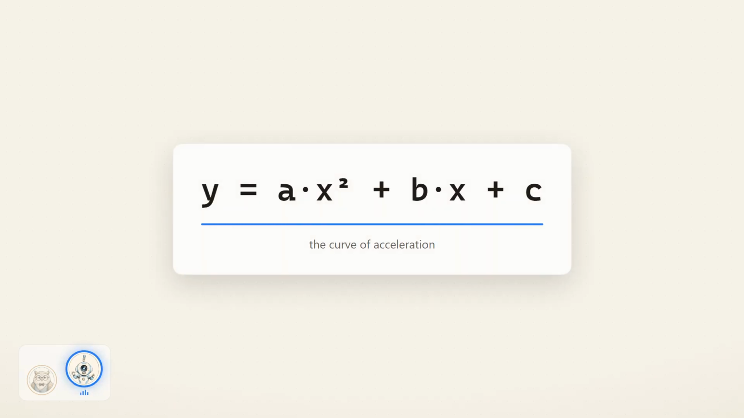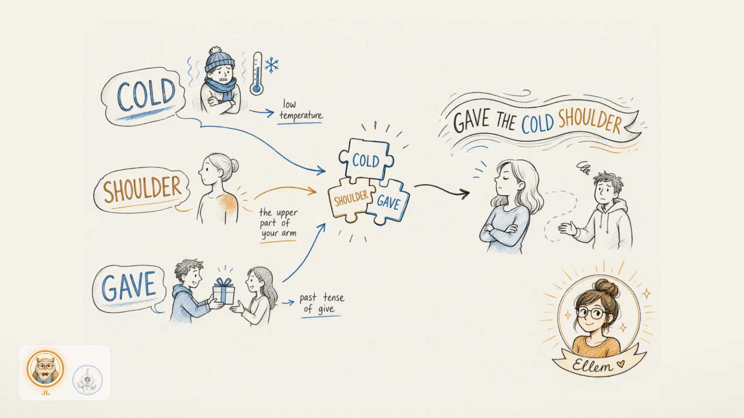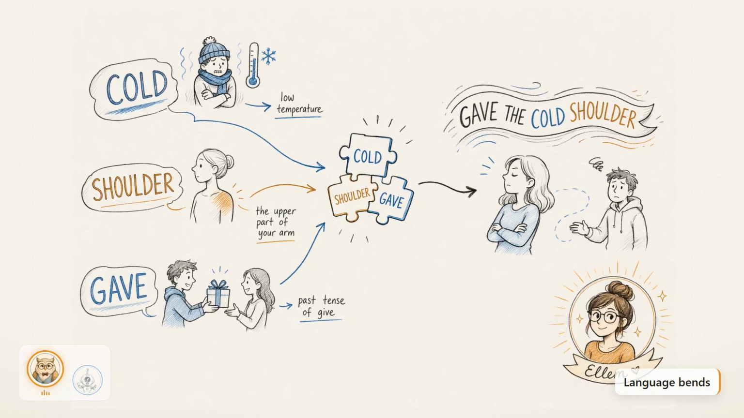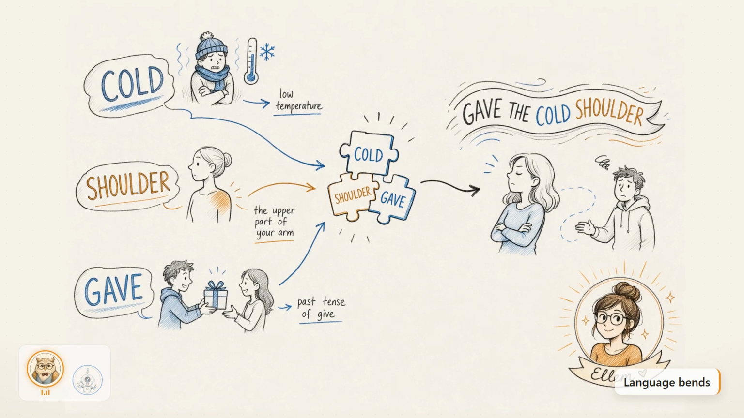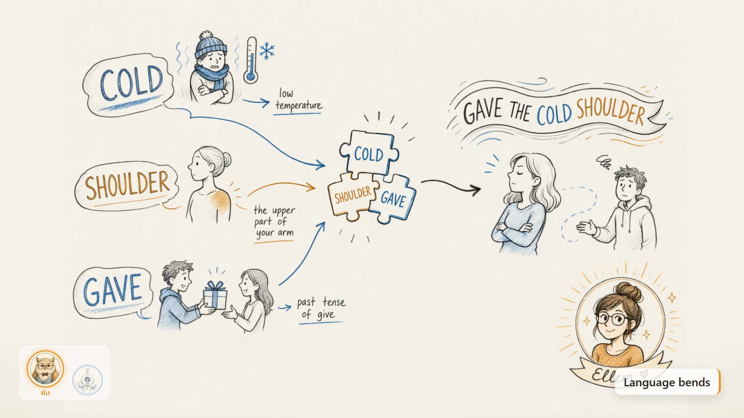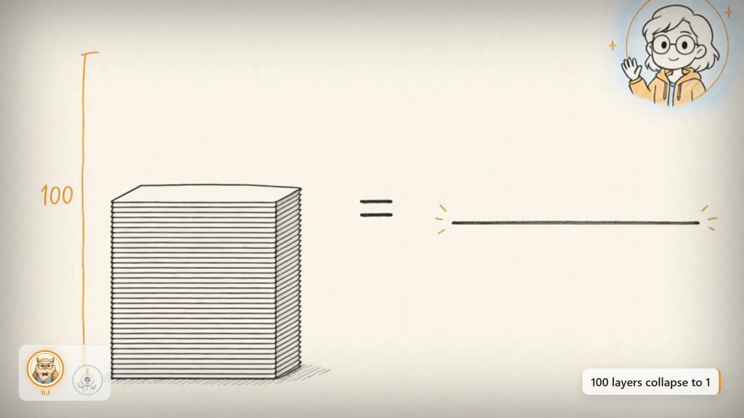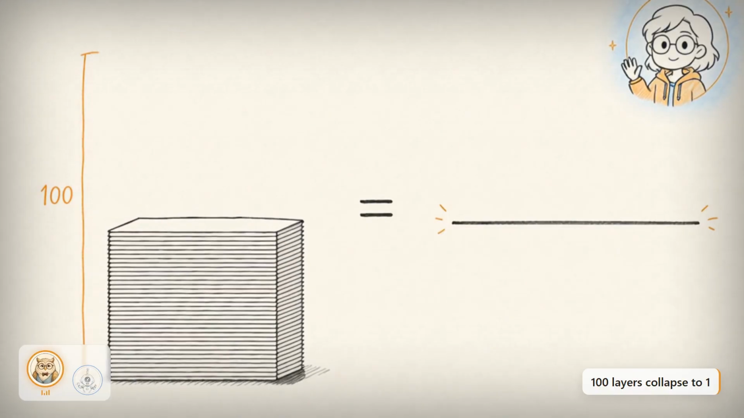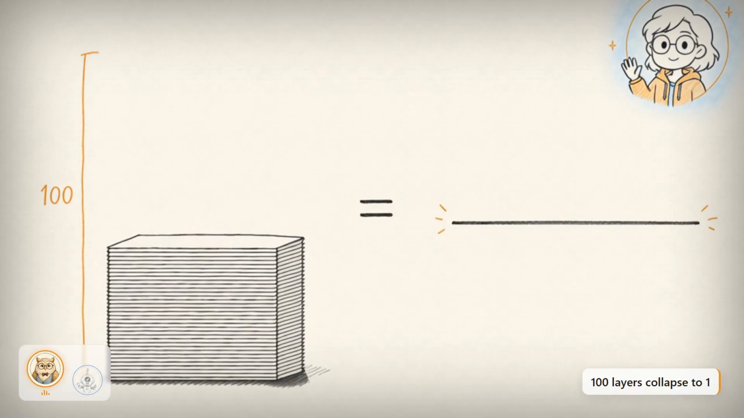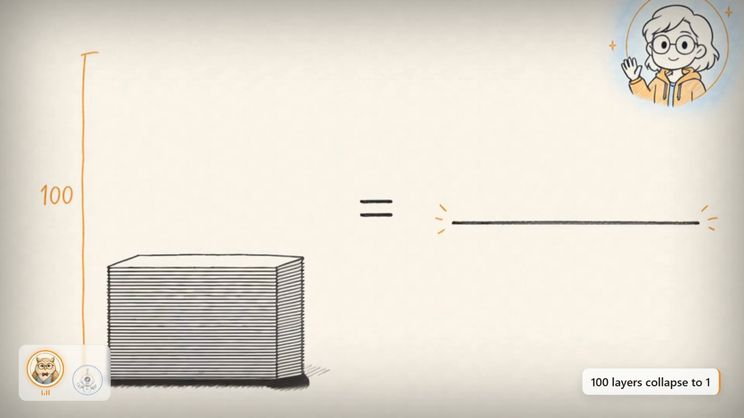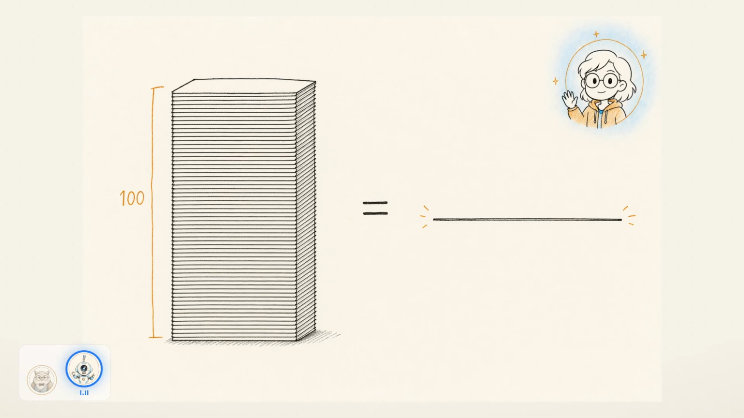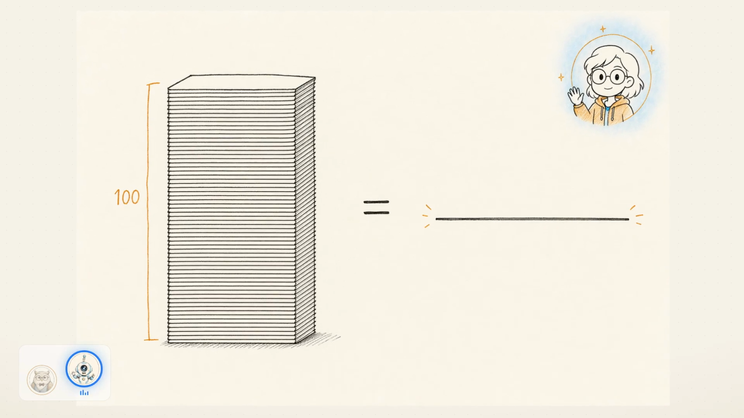So, why does any of this matter for AI specifically? Because language is nonlinear. The meaning of a word bends around the words next to it, the tone, the context. Straight lines can't bend. And here's the trap. If every layer were purely linear, stacking 100 of them would just collapse back into one straight line. 100 layers. One flat brain.